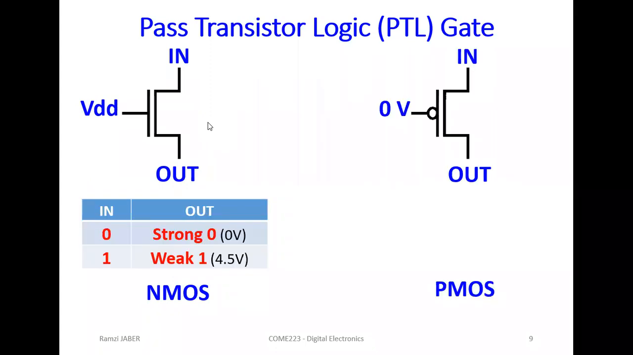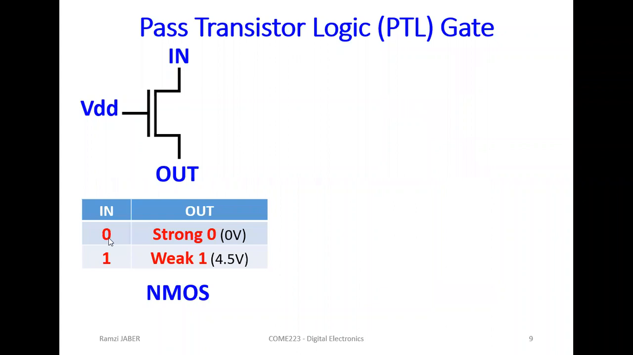So the truth table will be, for input equal to 0, here the gate is always on. For input equal to 0, we get on the output a strong 0 volt, because it's NMOS.